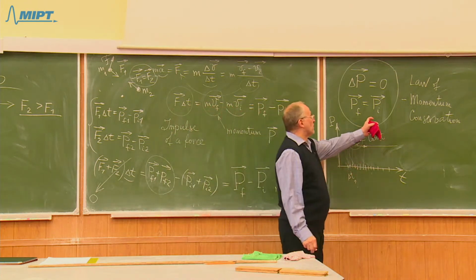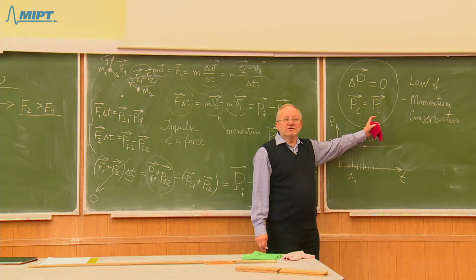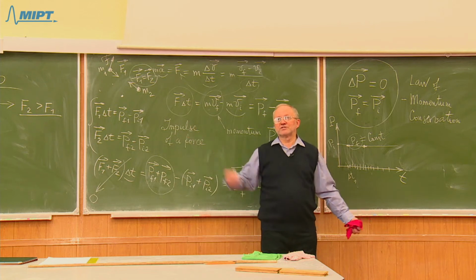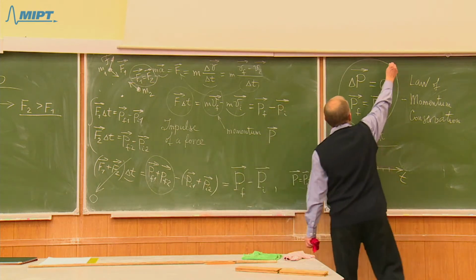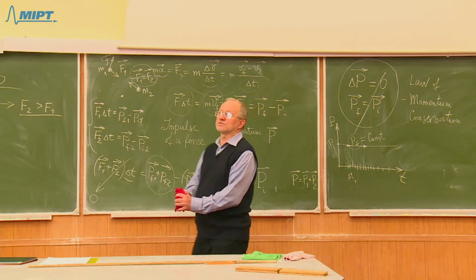So the law of conservation of momentum holds only for closed systems of particles, closed systems of bodies. If the system of bodies is not closed, if it's open to external interactions with other bodies, then there will be no law of conservation of momentum. Forget about it if there are external forces.